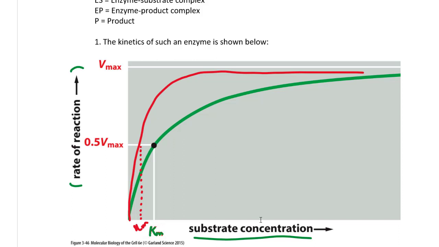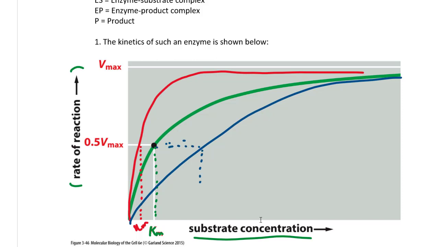Okay, this is for this one. Now we're going to have one that goes a little bit slower. This one also reaches the same Vmax, and it sort of plateaus out. And you can see if I go for half a Vmax here, it'll be somewhere here. Right, so this is the Km for this enzyme.